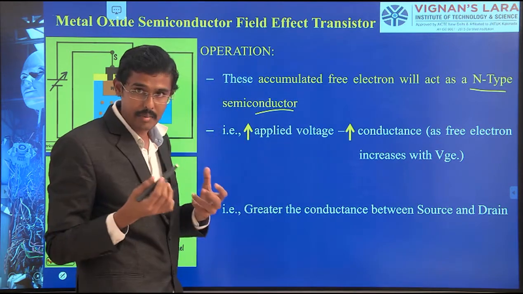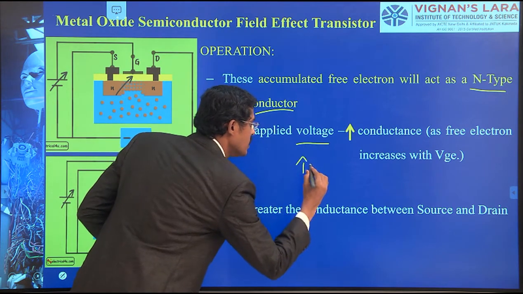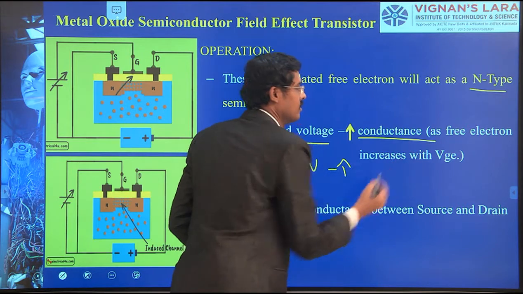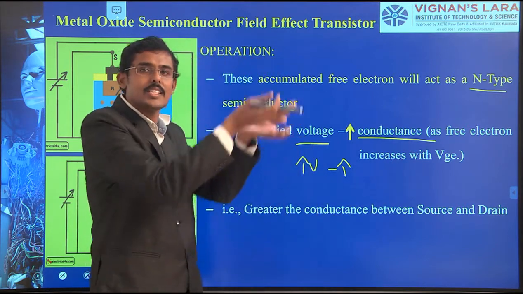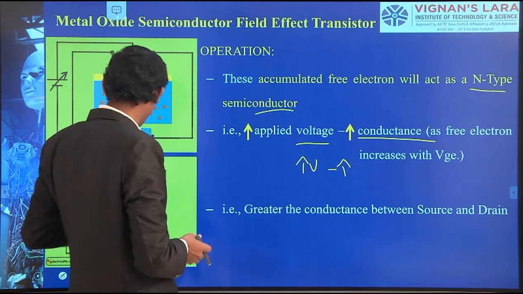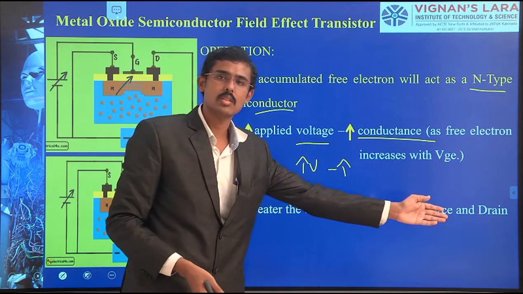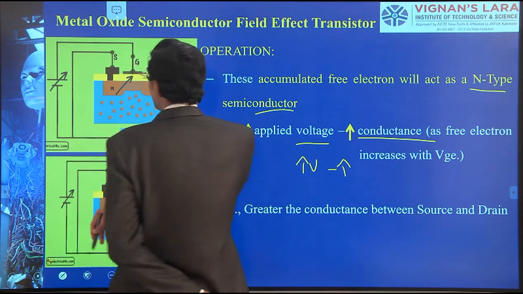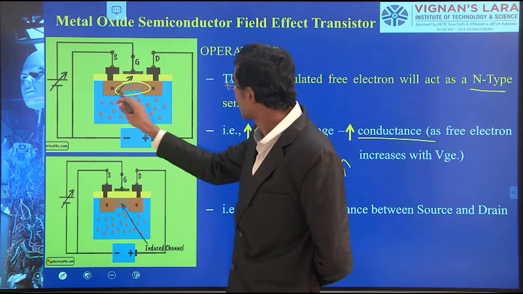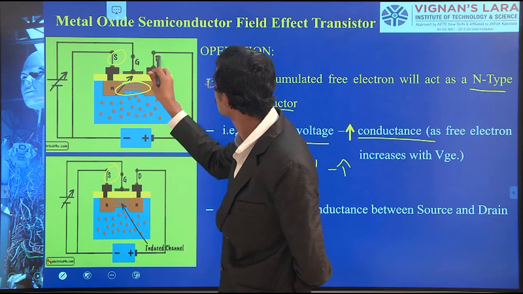Therefore I am concluding that increasing the applied voltage increases the conduction. Increasing voltage increases conduction. When the voltage is terminated, there is no conduction, and it becomes empty again. So the greater the conductance between the source and the drain. I am increasing this, so the conduction happens between source and the drain.